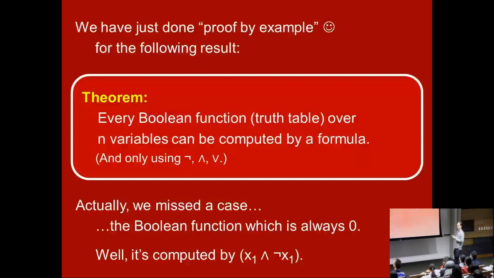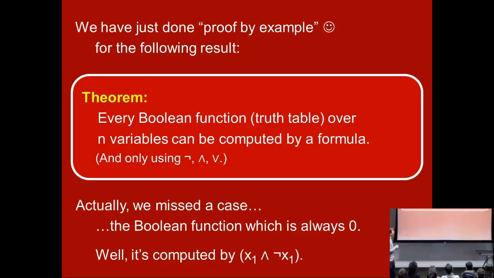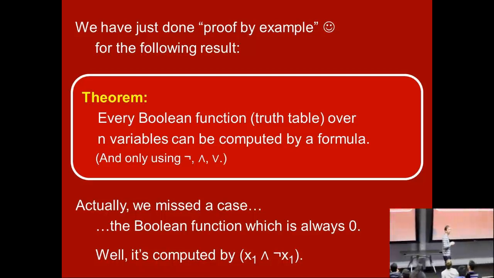Okay, so we've just done a proof by example for the following result. By the way, you may not do proof by example on your homework, but I have the privilege of getting to do it in the lectures. Every Boolean function or truth table over n variables can be computed by some formula. And as a little bonus, you see we only used AND, OR, and NOT. So you only have to use AND, OR, and NOT.